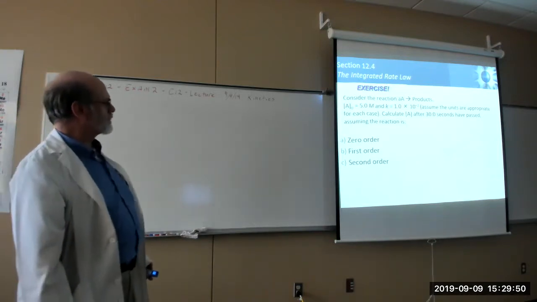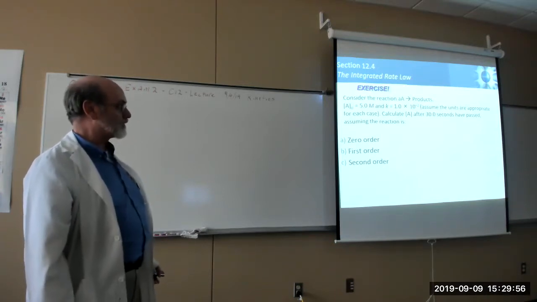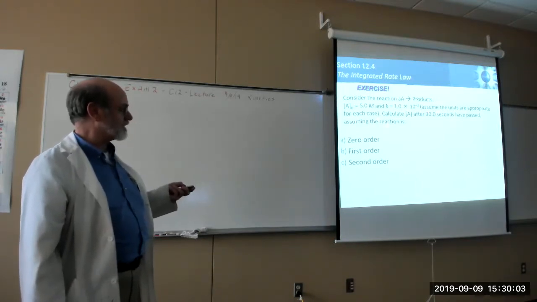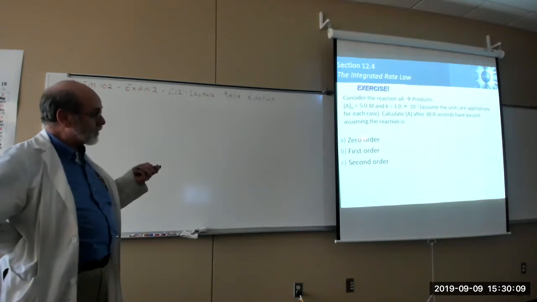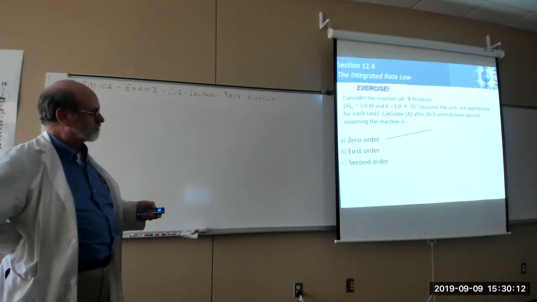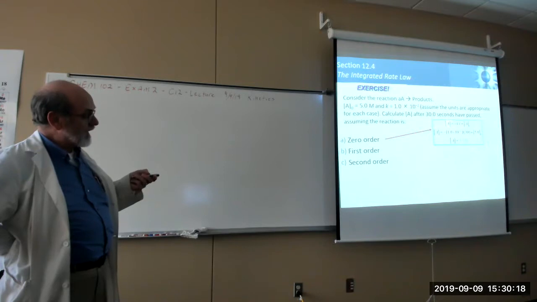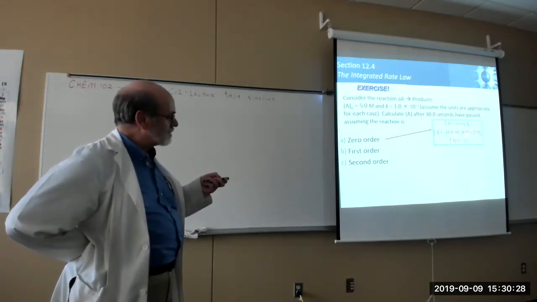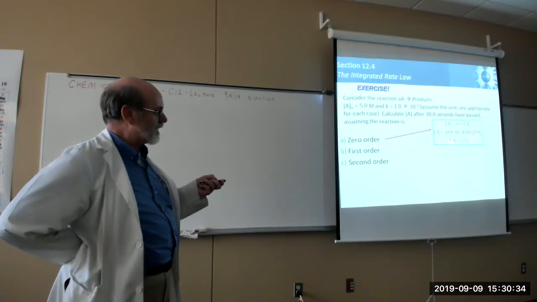Okay, suppose we have a reactant where we're starting off with A at 5 molar, and we're given K, 1 times 10 to the minus 2. Calculate A after 30 seconds have passed. In this case, we're going to just assume that the reaction is zero order first and do a calculation. Right? So in that case, zero order would be A equals minus KT plus A zero. So we're given K, we just plug in K, and we plug in T, time having passed from a starting concentration of 5, and we find out that A would be 4.7.